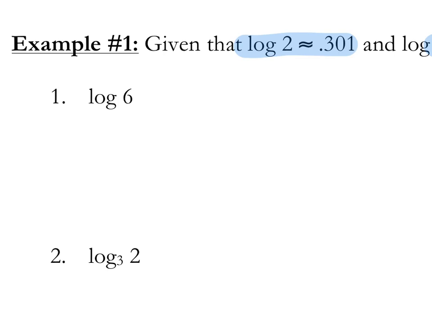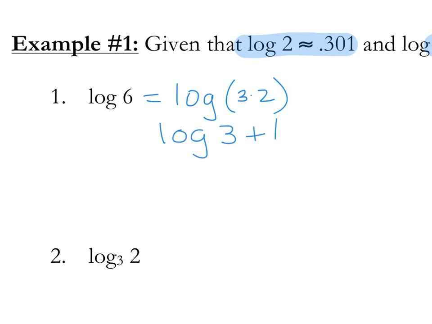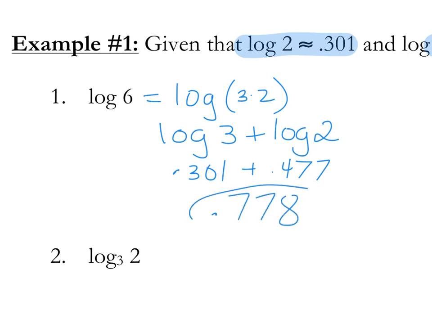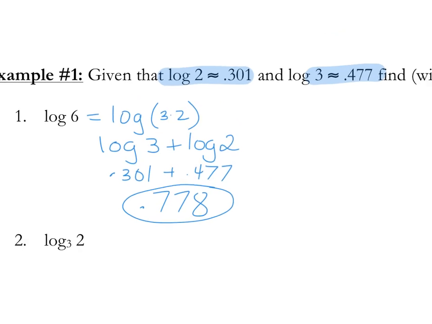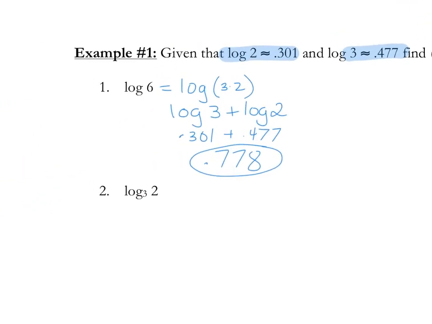So I don't know the log base 10 of 6, but I know that it's the same as the log base 10 of 3 times 2. And then using my first rule from above, I can write this as the log of 3 plus the log of 2. Well, I know that that's going to be 0.301 plus 0.477. And when I add those together, I get 0.778. All right, so I want to evaluate what I can when I can.